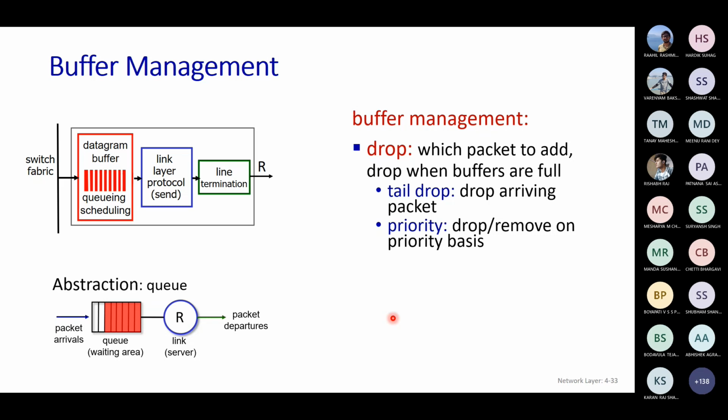Now, we just talked about how packets can get dropped when buffers become full. There are two categories in which packet drops are classified. One is known as tail drop, that is, drop the arriving packet. Here packets will be arriving and you drop these arriving packets so that your buffer does not overflow. And then another is the priority drop, or removal of packets.